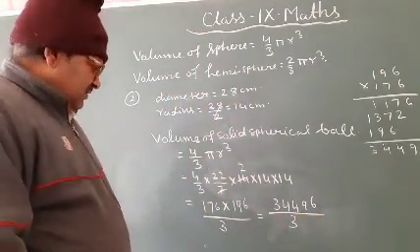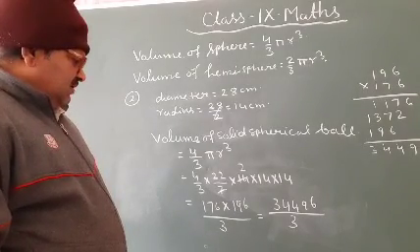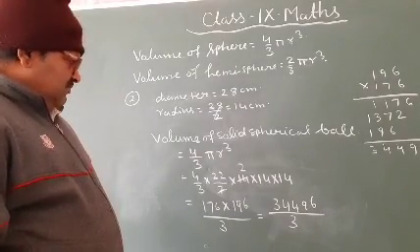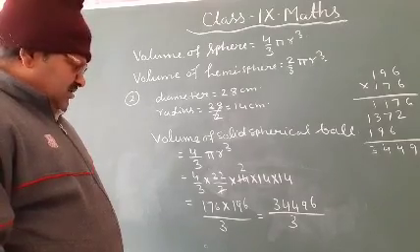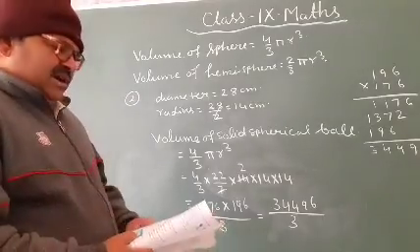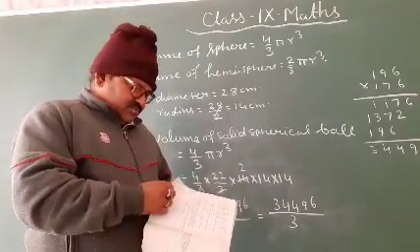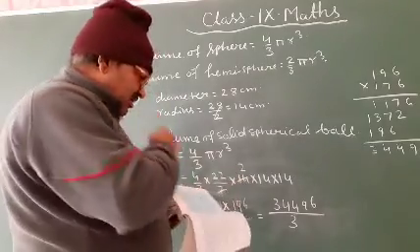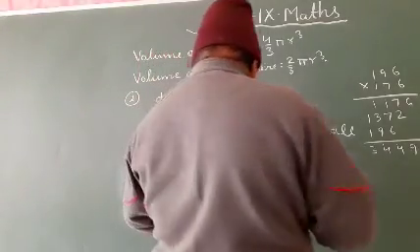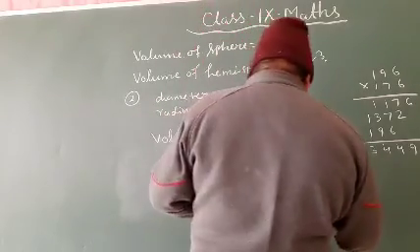Now the volume of solid spherical ball is 34,496 upon 3 centimeter cube. So that's equal to, change into the mixed number.